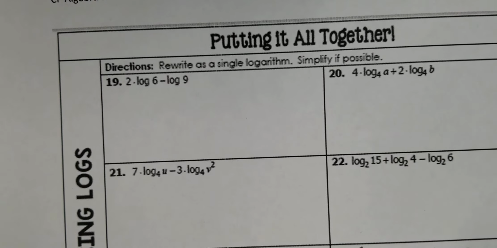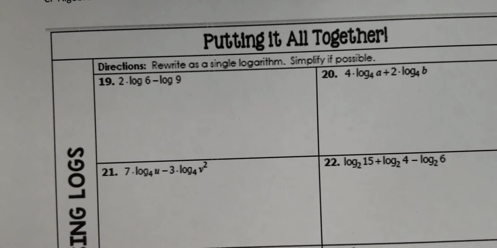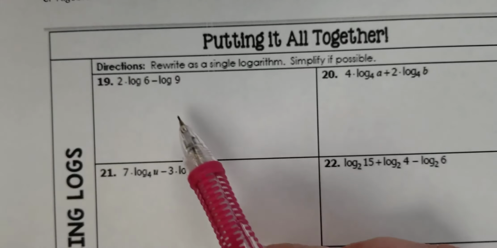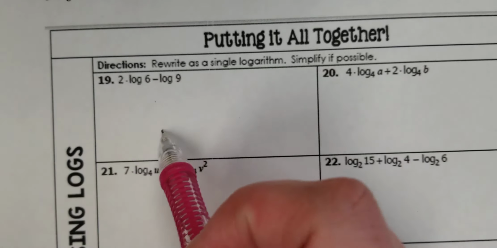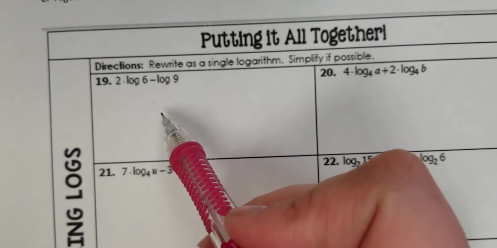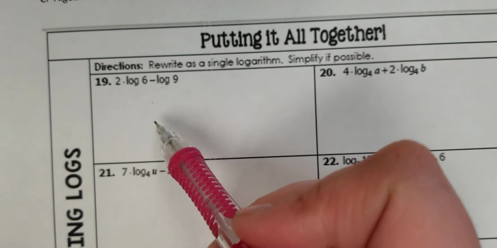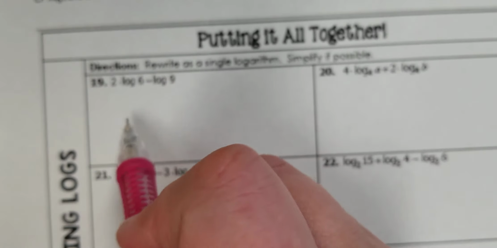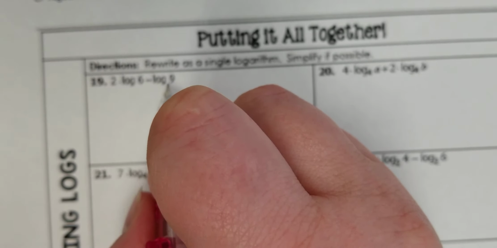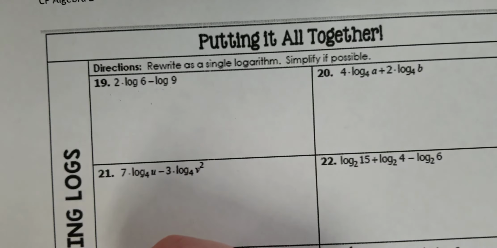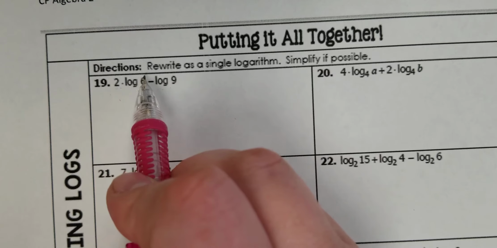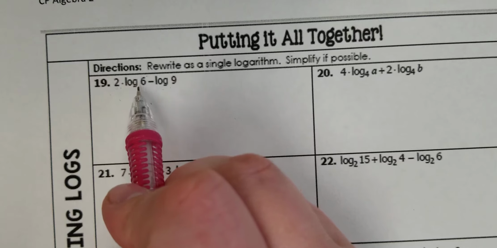Okay, so for today, we're taking all of the properties from the last lesson and putting them together into one problem. So we're going to take this logarithm and condense it down into a single log answer. We're going to use all of our properties to do that. So we have 2 log of 6 minus log of 9. All right, so you have to start with this coefficient. And remember, coefficients become exponents.